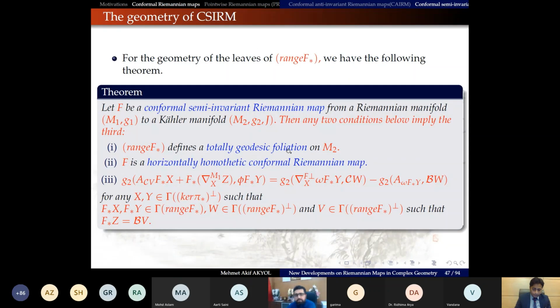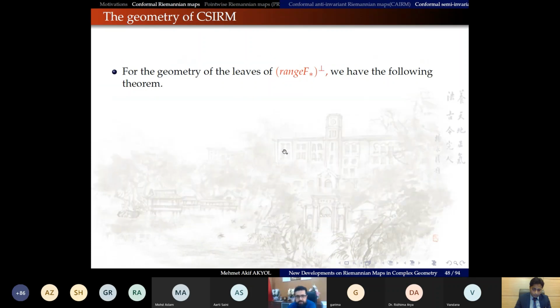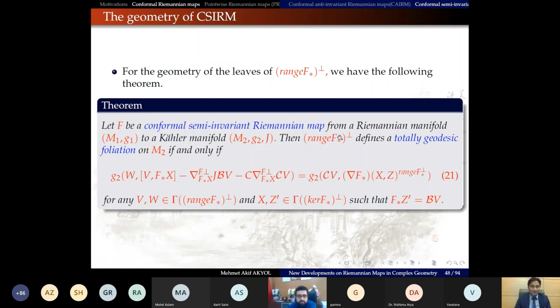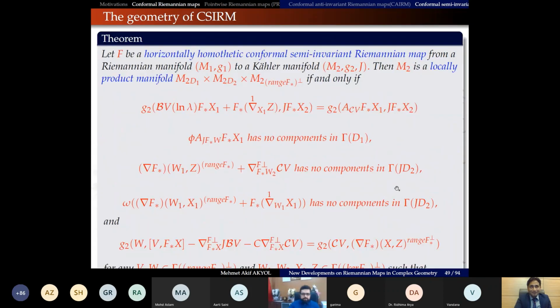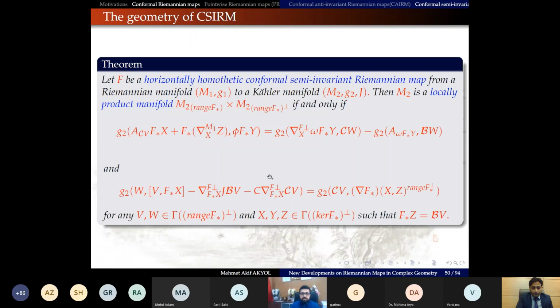For the geometry of the range of the map, we have these three conditions. The first one is that the range of the map defines a totally geodesic foliation on M2. In the same way, the range of the map defines a totally geodesic foliation if we have this. And the target manifold is a locally product manifold in D1, D2, and the perp of the range of the map. So we have these conditions. If the range of the map and the perp of the range of the map form a locally product manifold, we have these conditions, if and only if we have these conditions.